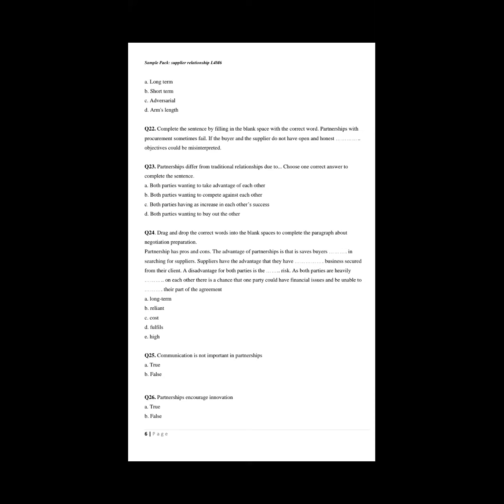Okay, let me read it out. Partnership has pros and cons. The advantage of partnership is that it saves buyers in searching for suppliers. Let me just mention the options: A, long term. B, reliant. C, cost. D, fulfills, and then E, high. So the advantage of partnering is that it saves buyers what? Cost. Yes, cost in searching for suppliers.